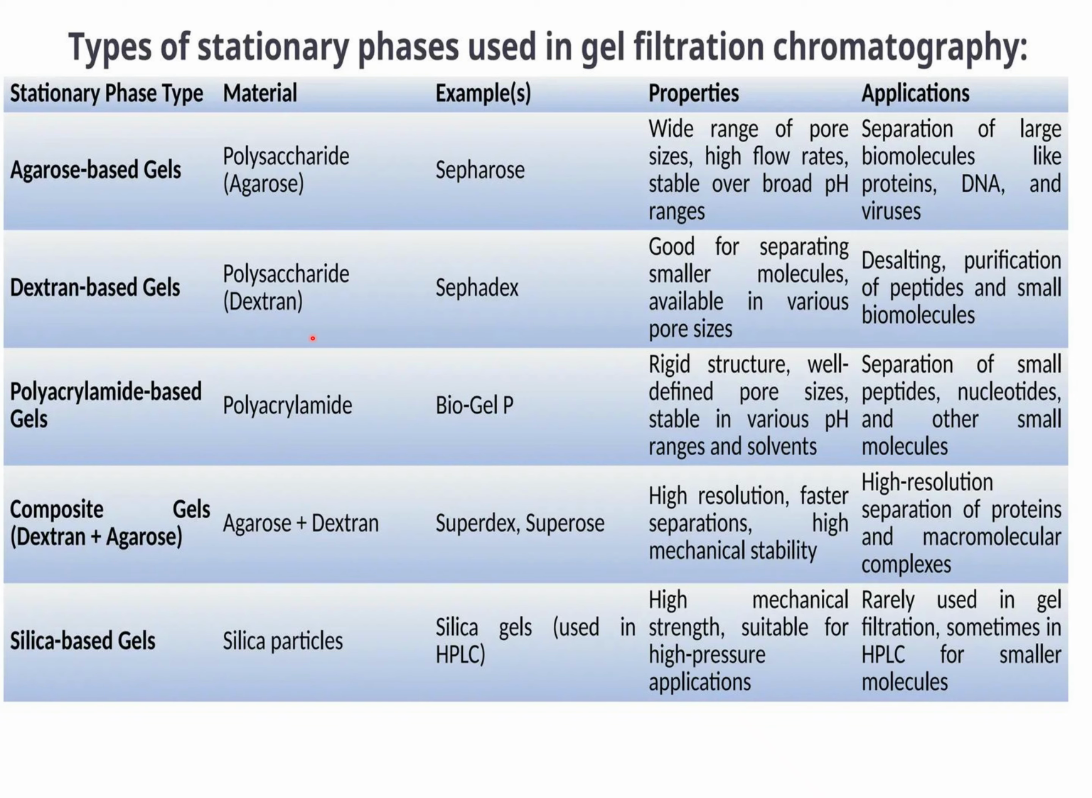So we use stationary phases like agarose-based gels such as Sepharose, dextran-based gels like Sephadex, polyacrylamide-based gels like Bio-Gel P, and composite gels of dextran and agarose like Superdex or Superose. We also use silica-based gels. We use these for small or large molecule separation, analysis, or isolation.